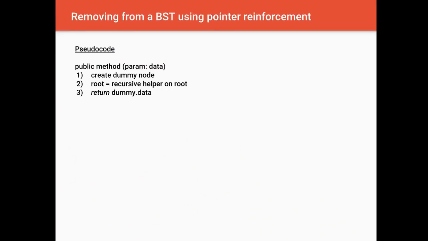So here's some pseudocode for removing from a BST using pointer reinforcement. The first method that we have is the public method.